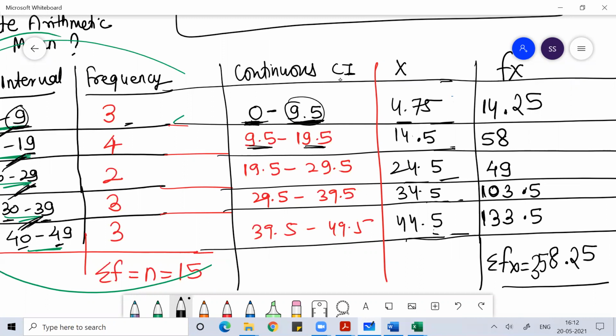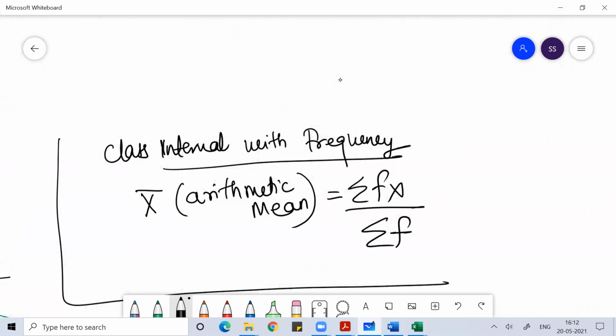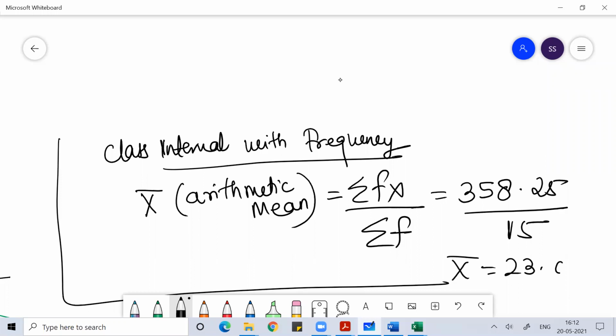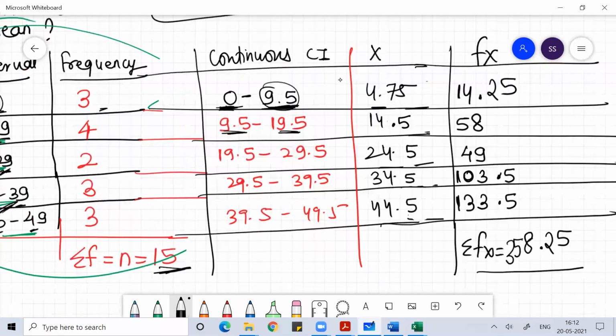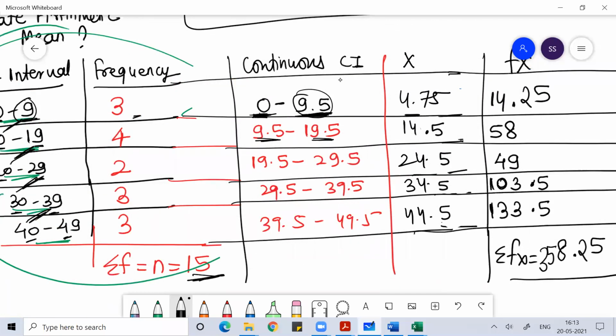So once you get the sum of fx, that is 358.25, sum of f is 15. Now you simply divide. So the mean would be sum of fx, 358.25, divided by sum of f, 15. So the mean you will get is 23.88. This is your mean value, that is 23.883.